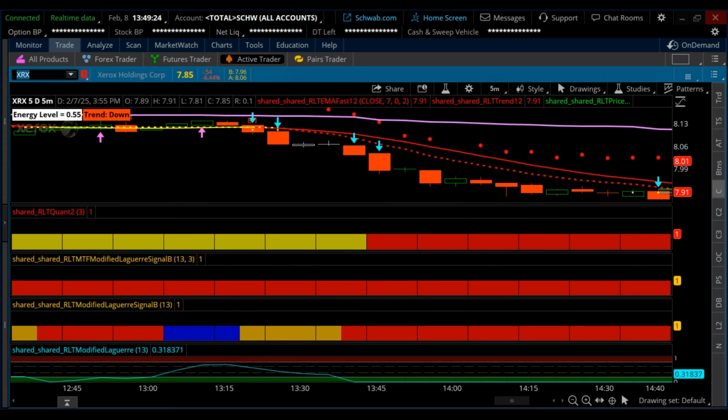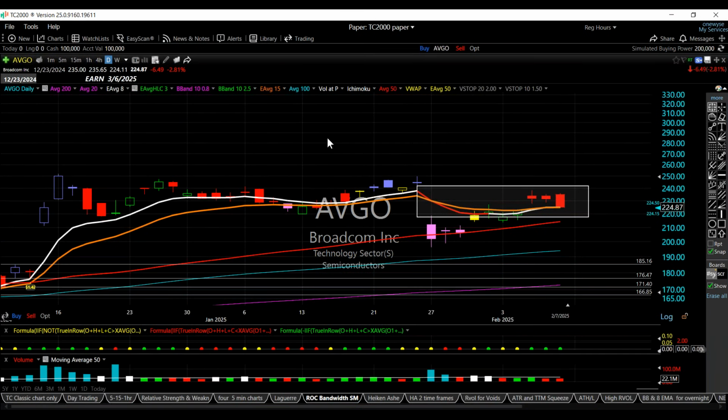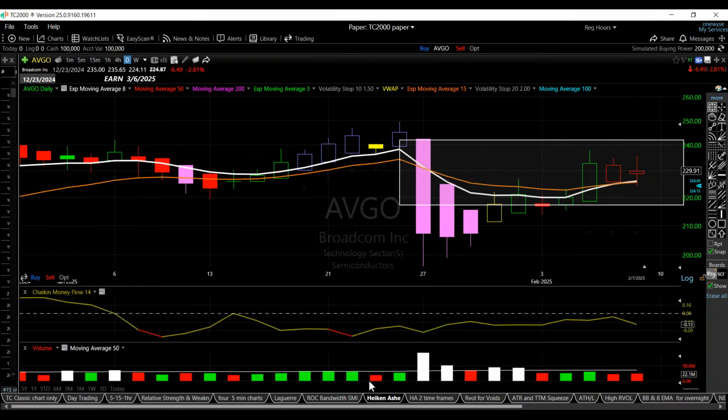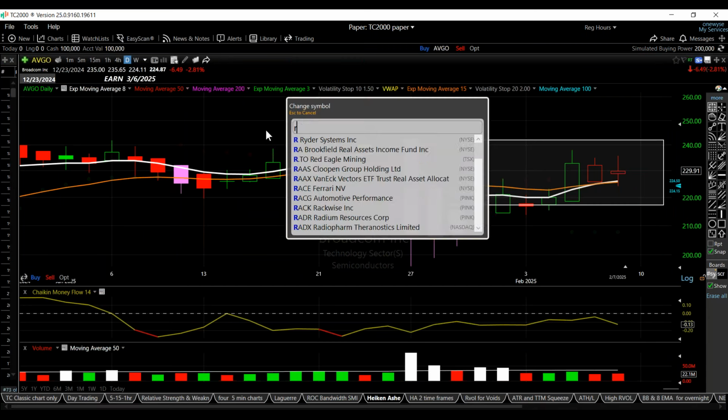Now I'm also going to show you a couple of other things here. I'm going to switch over to my Thinkorswim platform. I want to show you that this works as well. This is my Thinkorswim platform. I'm going to show you some Heiken-Ashi candles from yesterday. These are daily Heiken-Ashi candles from yesterday, and I'm going to put up a couple of trades, a couple of stocks.